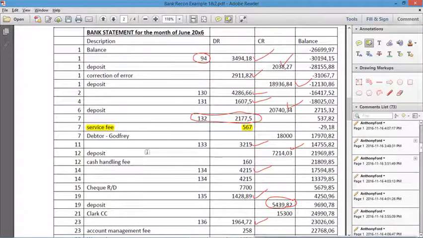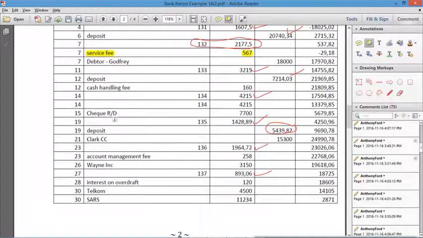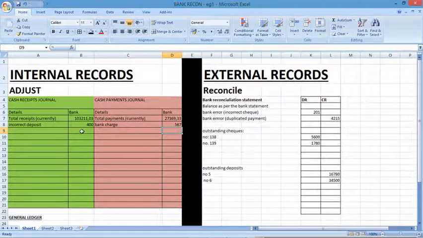Right, what else do you see in the bank statement that wasn't ticked? The net debtor Godfrey. Okay, so what is that? When would you see a debtor on your bank statement? If they've paid you, right? Yes, direct deposit. Okay, would a direct deposit be recorded in our books? No. So whose books are correct? Banks. Adjust. 18,000, Godfrey. Okay, this makes sense.